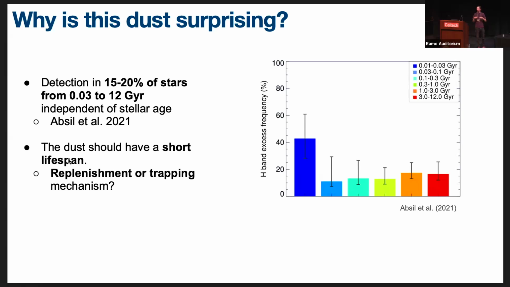Furthermore, this dust can tell us a lot about the architecture of planetary systems. If we can constrain the replenishment mechanism, we can understand things about the architecture of the system, the presence of planets. Also, clumps in the dust could hint at the presence of planets. So it's an interesting object in itself.